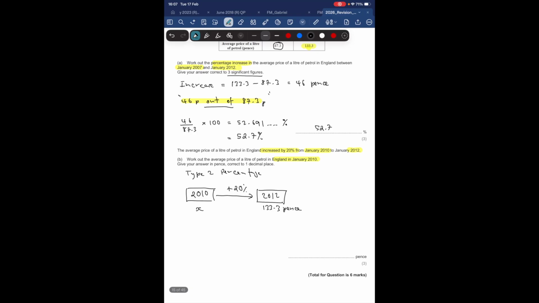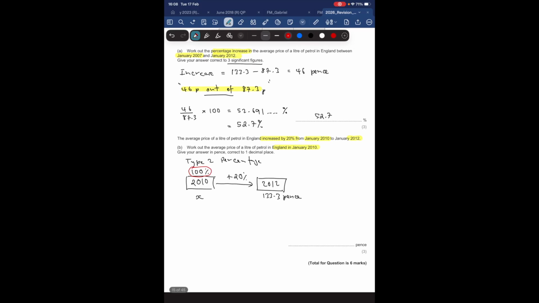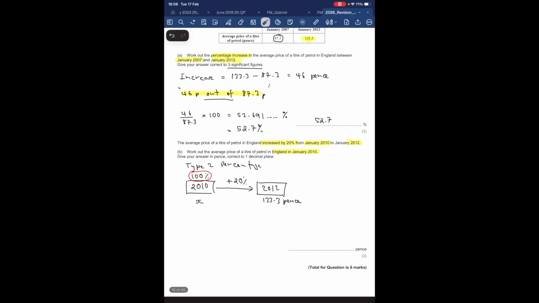Now, when we're doing any type of percentage question, the original value that we start with, in this case, the 2010 value, will be the original value. We're going to make that 100%. We always make the original value 100%. So we know that going from 2010 to 2012, the price of petrol, which we call X, increased by 20% to give us this new value of 133.3 pence in 2012. So we can make a little equation.